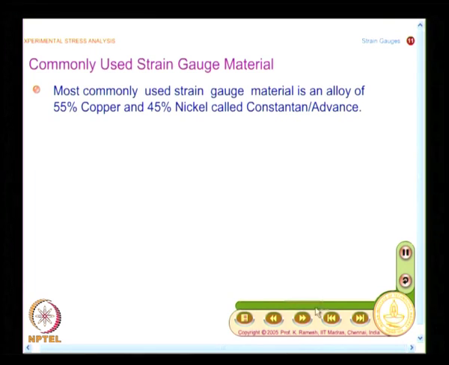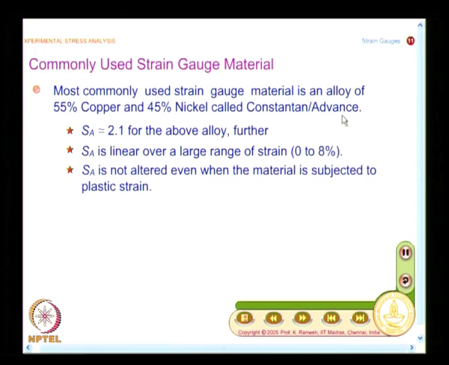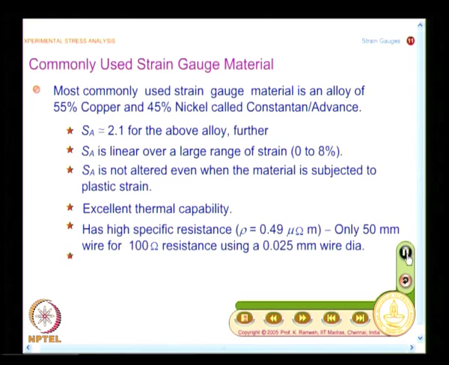And what is the commonly used strain gauge material? You know, for most of the resistors that were available at that time, they had only Constantan or Advance. It is a very good strain gauge material, and it is an alloy of 55% copper and 45% nickel. And the advantage is the strain sensitivity of the conductor, SA, means conductor. We have still not looked at strain sensitivity of a strain gauge. We will take it up and look at the various aspects of it later.